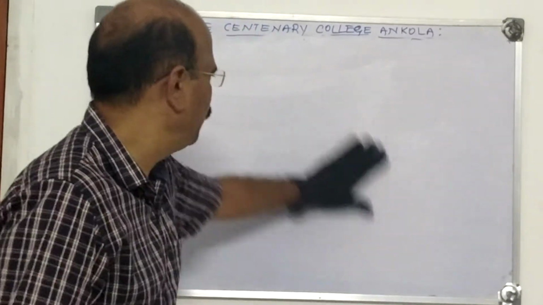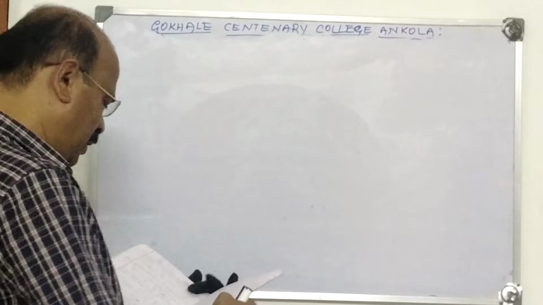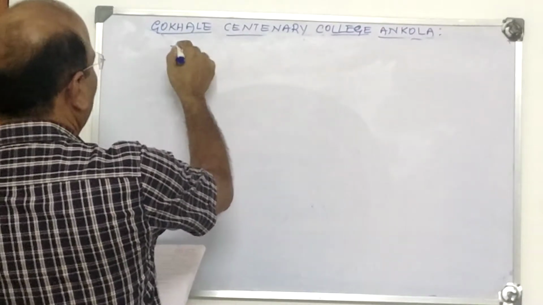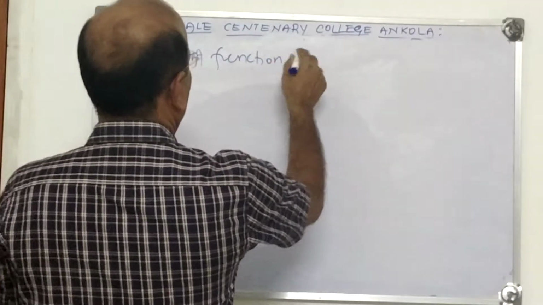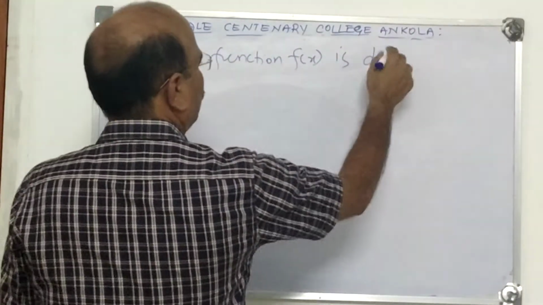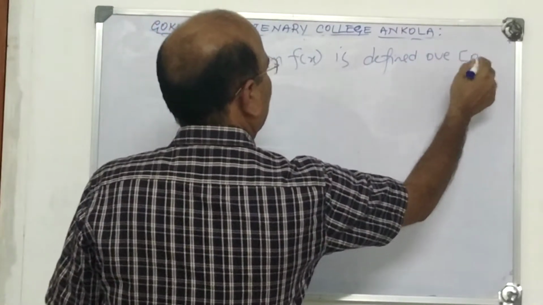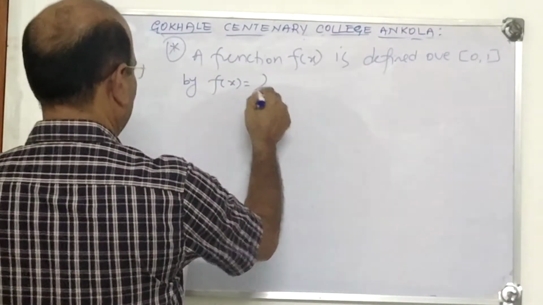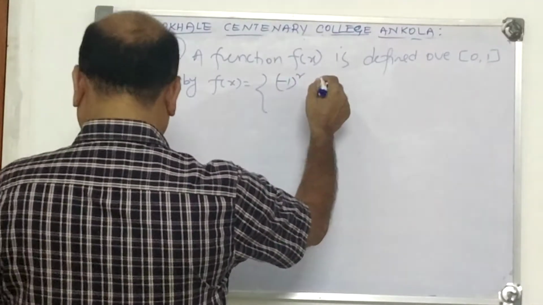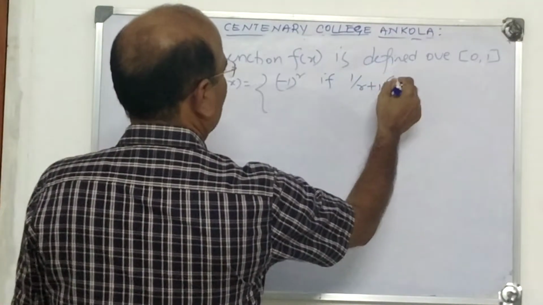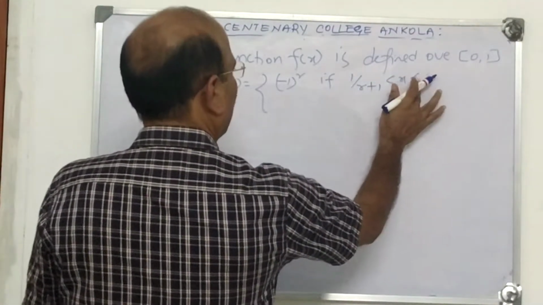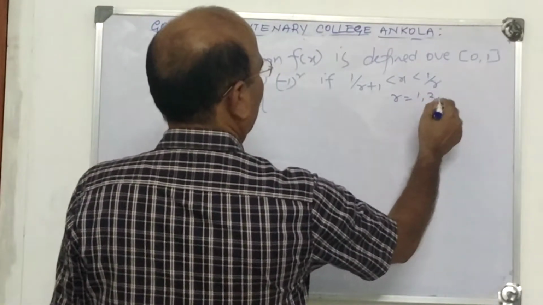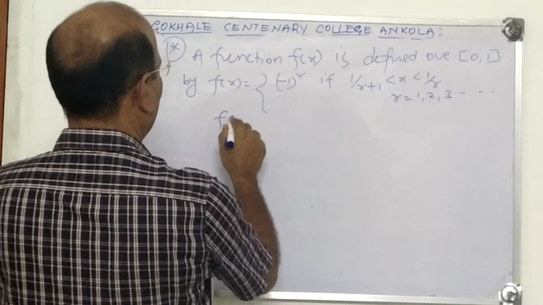Now, one more example I take. This is somewhat different here. To find the sum to infinity, it becomes another standard series. The problem is: a function f(x) is defined over 0 to 1 by f(x) is, say how it is defined, minus 1 raised to r if 1 upon r plus 1 is less than x less than 1 upon r. And what are the values of r? r is 1, 2, 3 and so on. And f of 0 is 0.